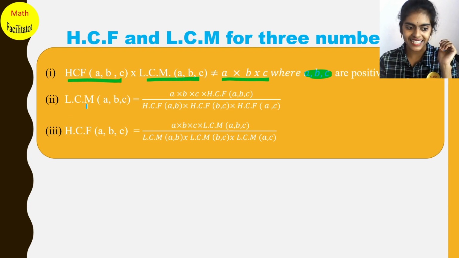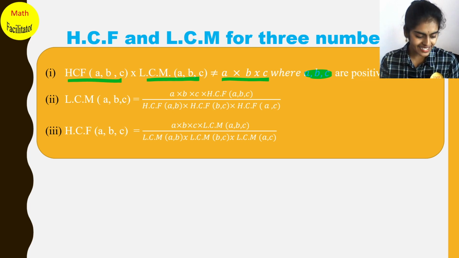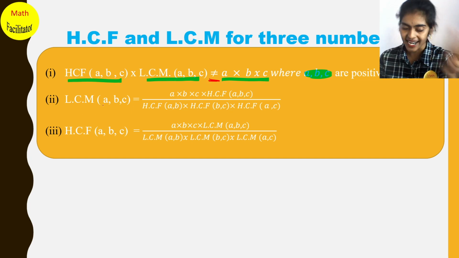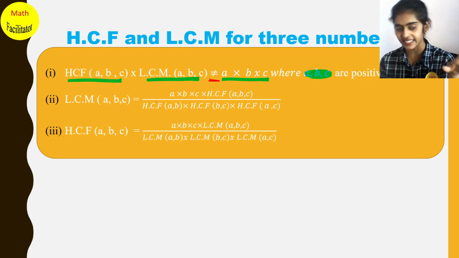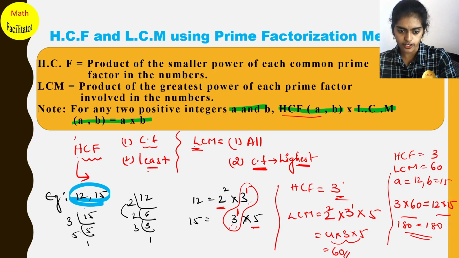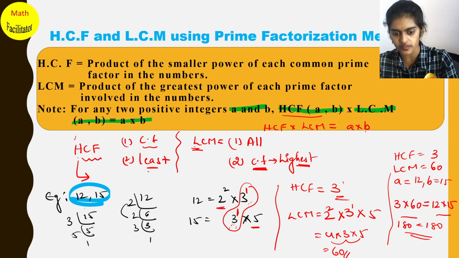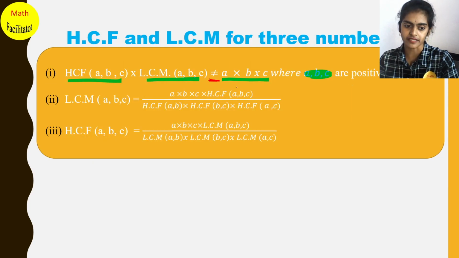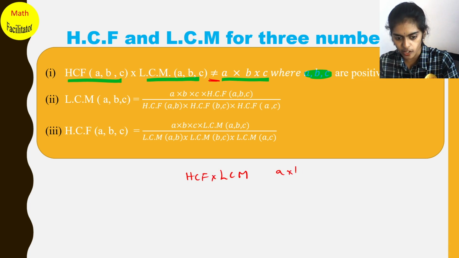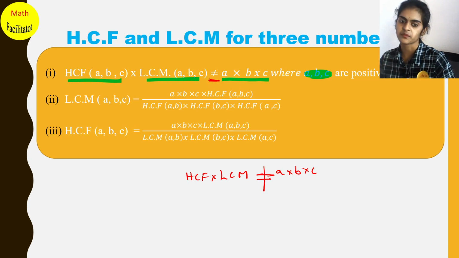Just look here. The product of HCF and LCM of any three numbers is not equal to the product of the three numbers. Like in the previous case, the product of the HCF of the two numbers multiplied by the LCM of the two numbers gives you the product of the two numbers. But here it is not equal. When you take three numbers, the product of HCF and LCM and the product of the three numbers are not equal. Clear with this condition?